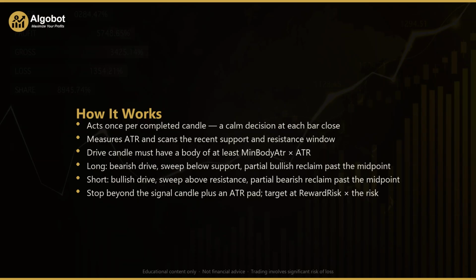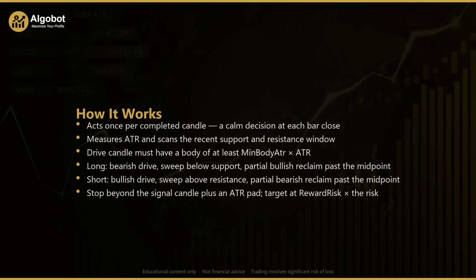The short setup is the mirror image. The drive candle is bullish. The signal candle pokes above recent resistance, then closes back below the drive candle's midpoint, but above its open, and closes bearish. That's the dark cloud cover, and the EA places a sell order.